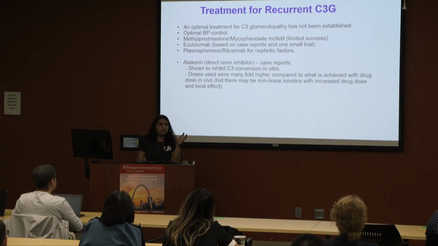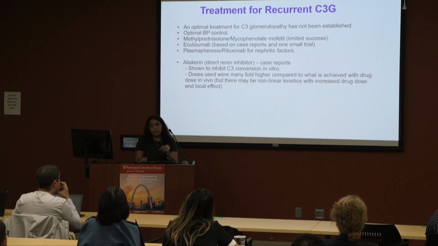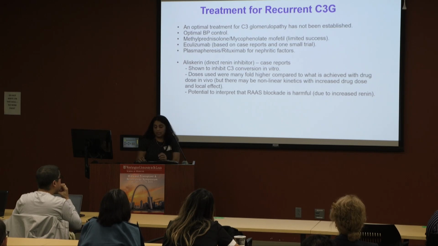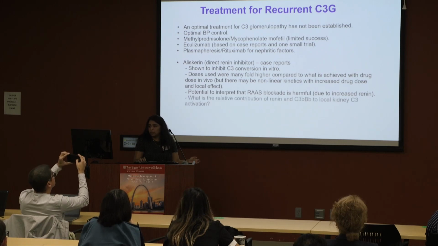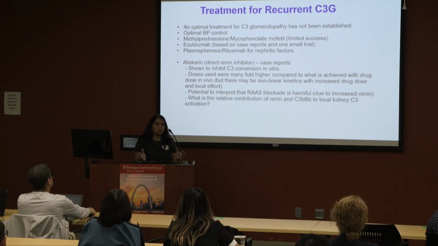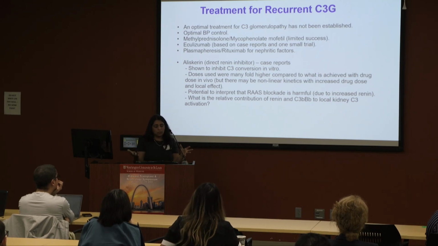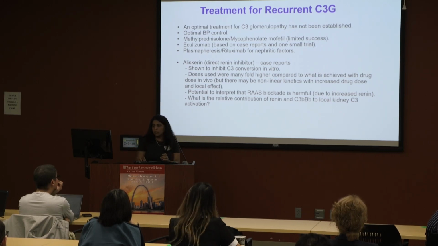However, in the paper that showed that this was helpful, the doses that were used in vitro were actually much higher compared to what the drug would actually achieve in vivo. So it's hard to make an extrapolation from that. And then it makes you wonder, if a direct renin inhibitor is useful, is RAS blockade harmful, which we know it is potentially not, because it does help with proteinuria. And we also are not sure what the contribution is of renin converting C3 to C3b versus the C3 convertase. And so there are quite a few unknowns in the area.